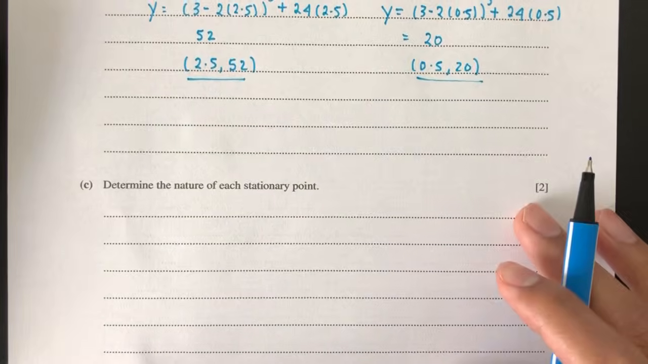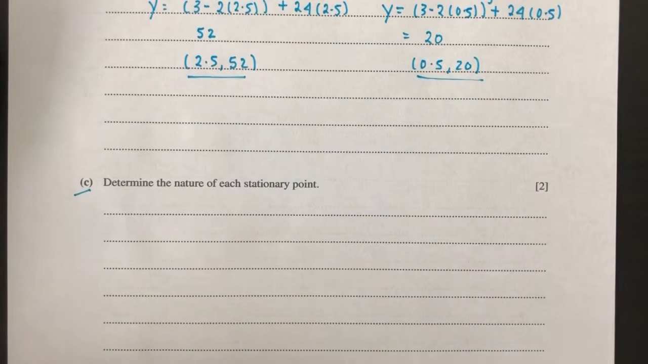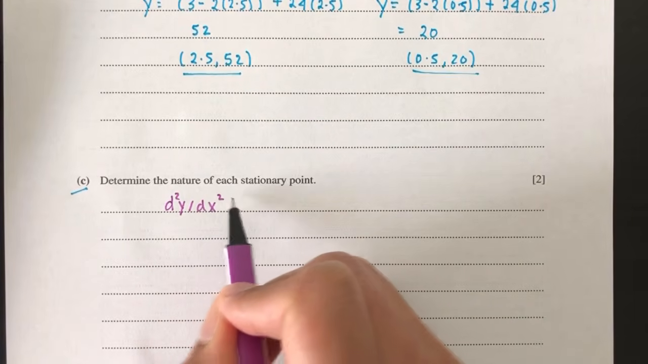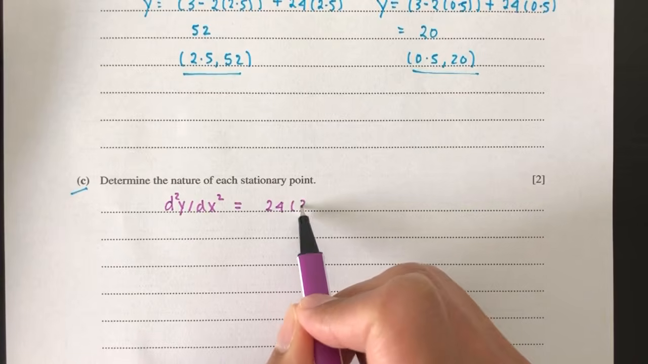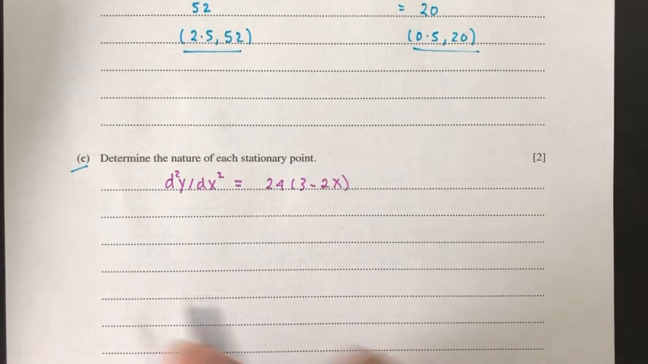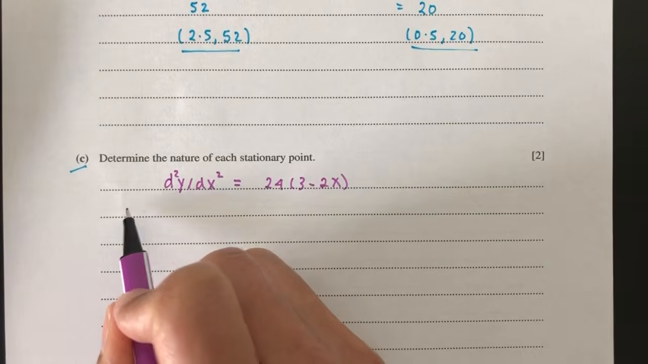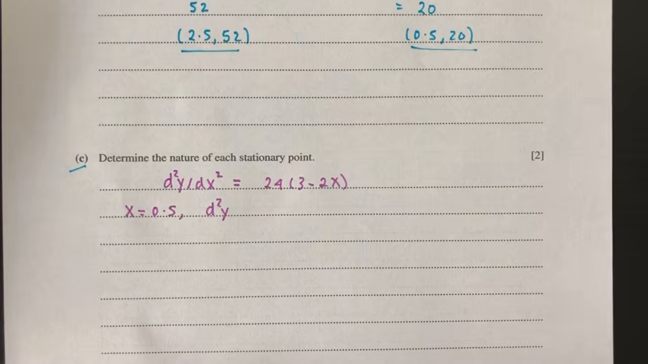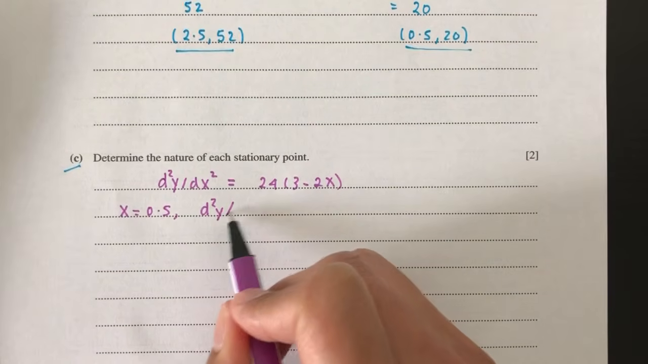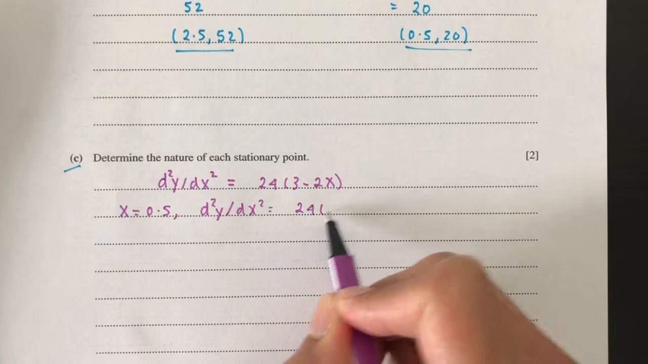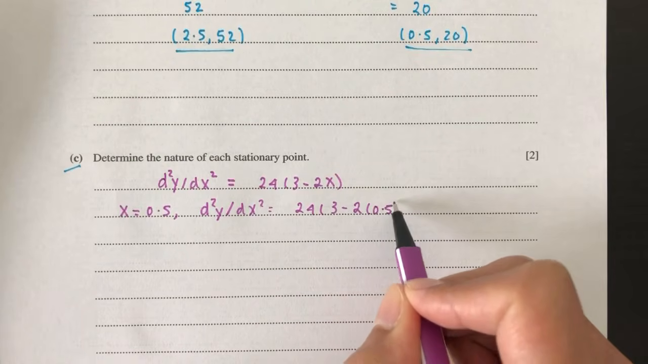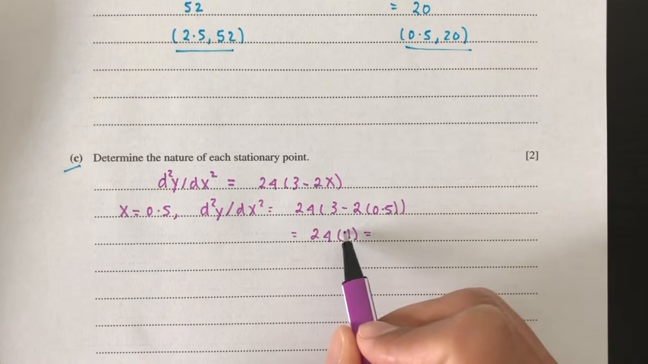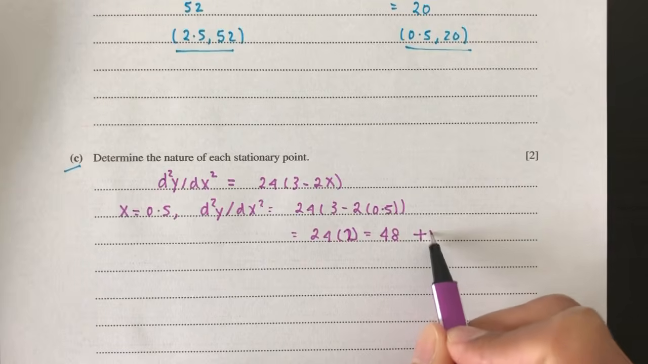Now the last part. Part C, determine the nature of each point. For the nature, we have to use d2y by dx2. This one is equal to 24 (3 minus 2x). So the first point has x value 0.5. At x equal to 0.5, let's find the value of d2y by dx2. So 24 (3 minus 2 times 0.5). So 3 minus 1 is 2 actually. That will be 48, which is a positive value.